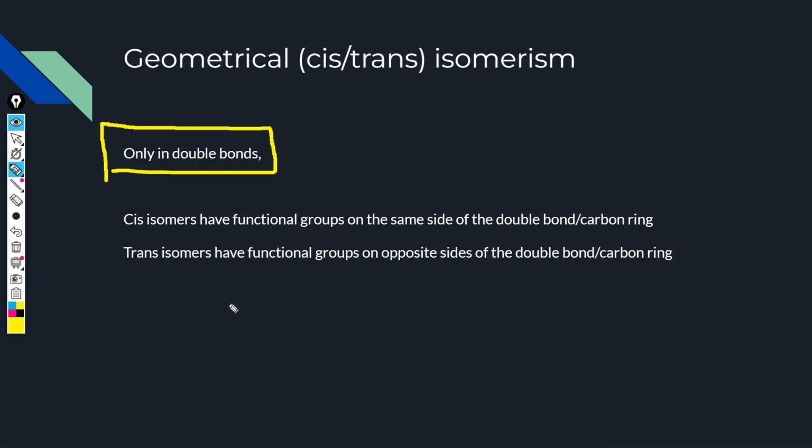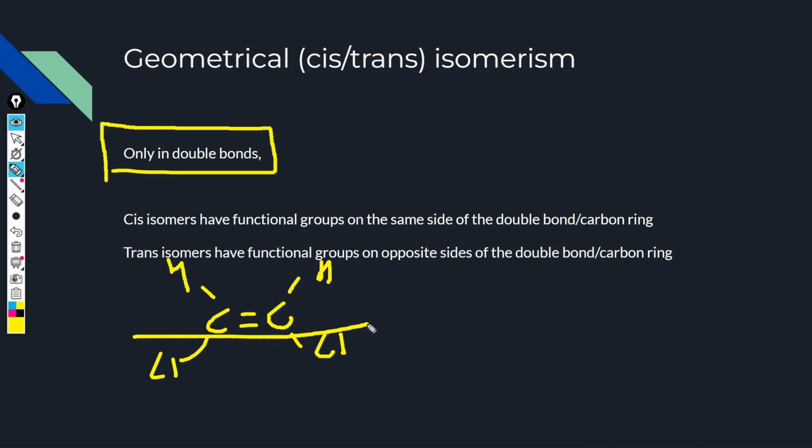So let's take the example of 1,2-dichloroethene. So I have a carbon double bond. I have hydrogen here, chlorine here, hydrogen here, chlorine here. So over here, we can see this is the carbon double bond, and I can see these are on the same side. And when it's on the same side, it's called cis.